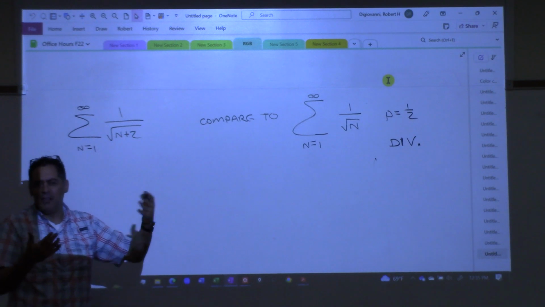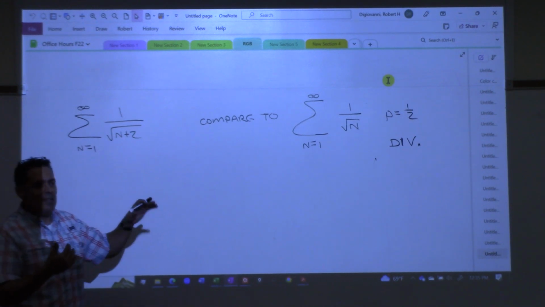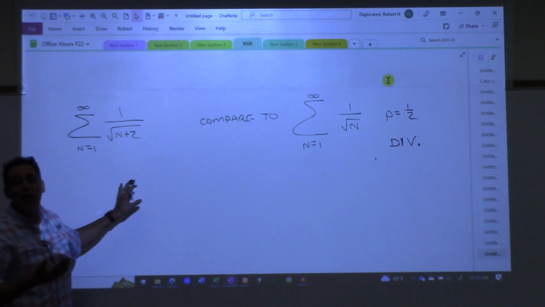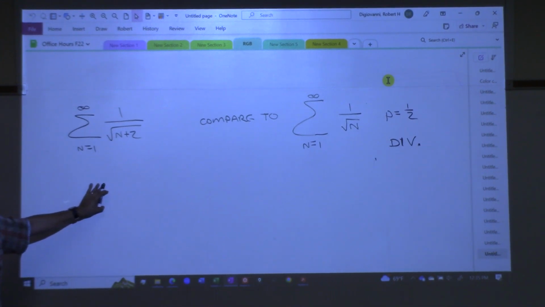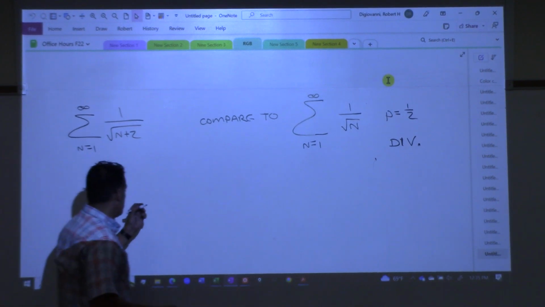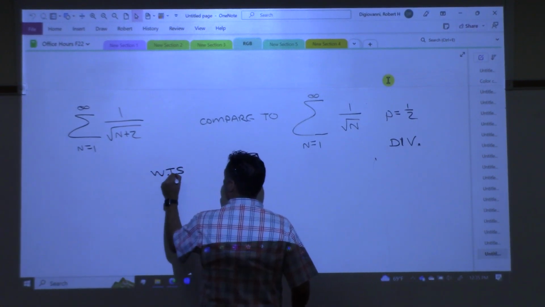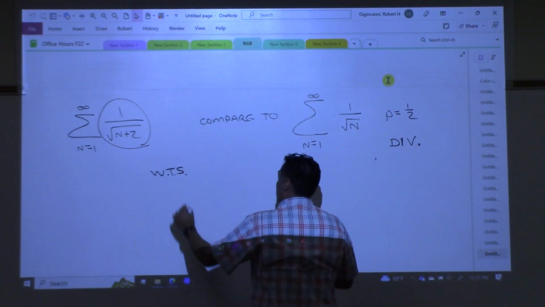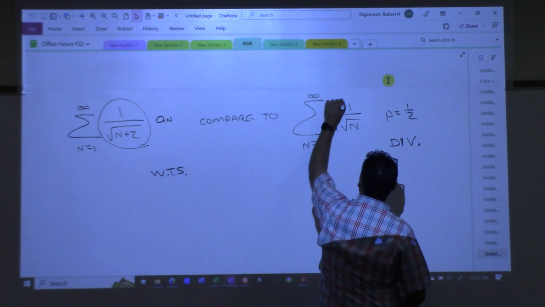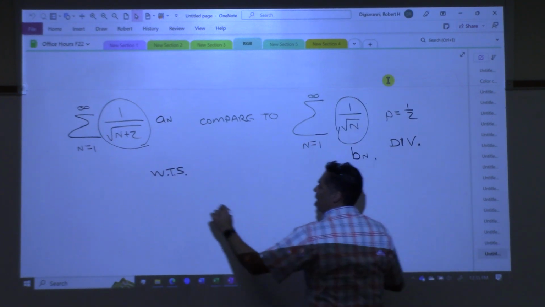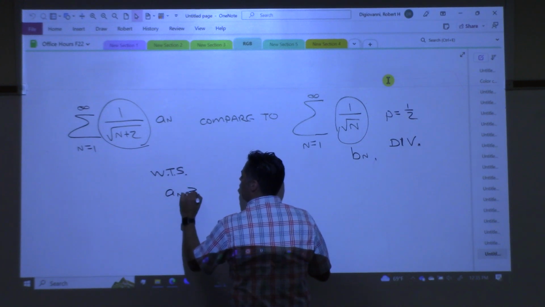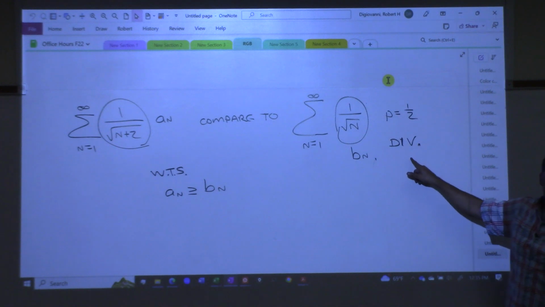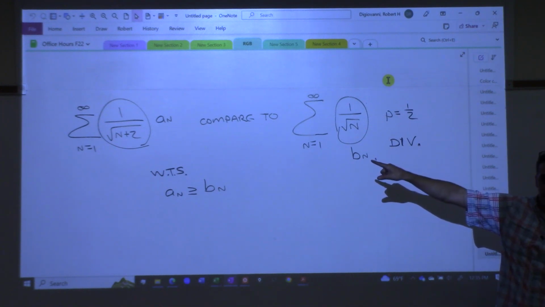Because you can be less than infinity and still be infinity. Yeah. So I would need to show that this is greater than that, and that the only way to be greater than infinity is to be infinity yourself. So here's what I want to show: that this sequence, a sub n, is always bigger than or equal to b sub n. If I can show that that's true, then since this one diverges, that one would diverge as well, right?